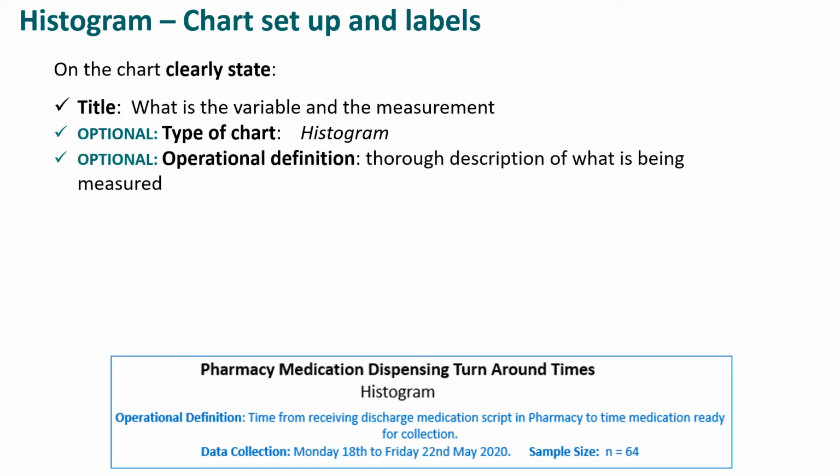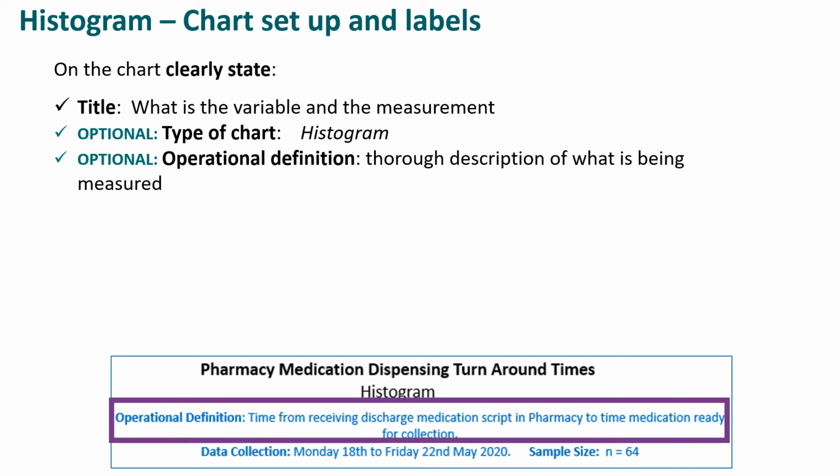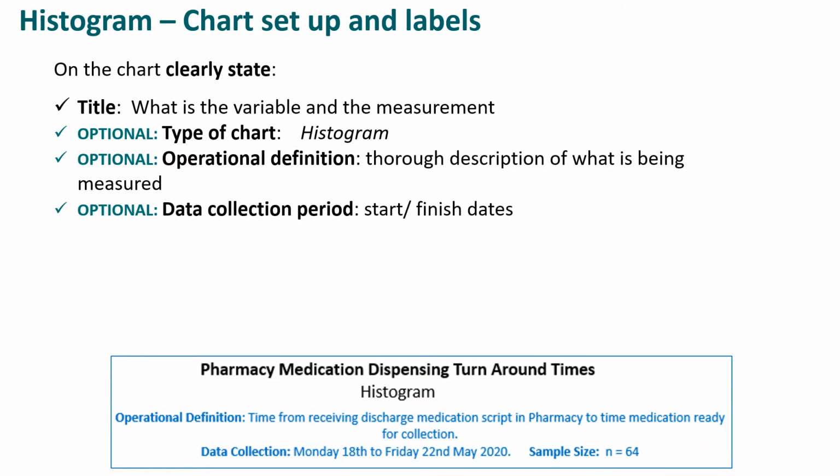Another optional thing to do is to actually state the operational definition, so a thorough description of what is being measured. So here in this example the operational definition is the time from receiving discharge medication script in pharmacy to the time medication is ready for collection. This leaves no doubt in the minds of the people reading the chart as to what has been collected and the actual definition. Another optional thing to do is to state the data collection period, the start and finish times. Often one of the first things people ask is, when was the data collected and how big was your sample size? So it's not a bad idea to actually put this into the chart.